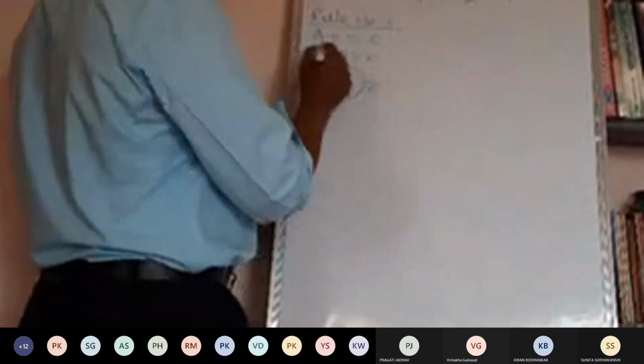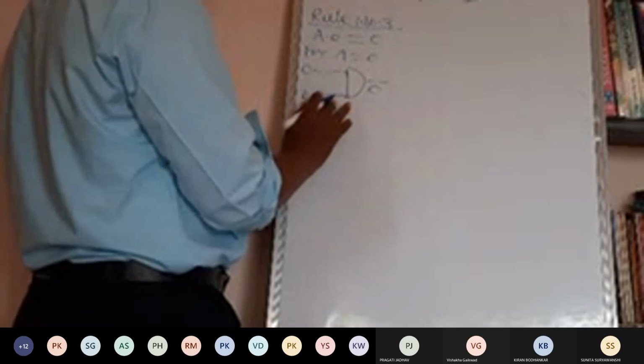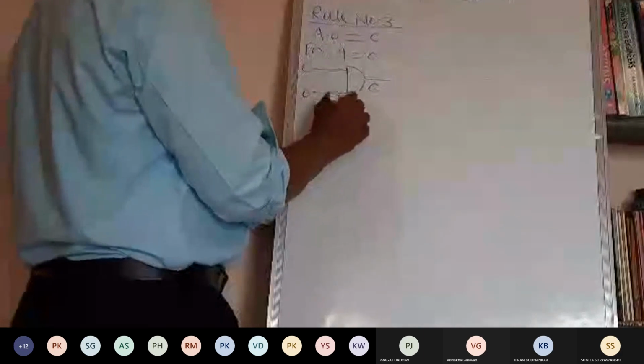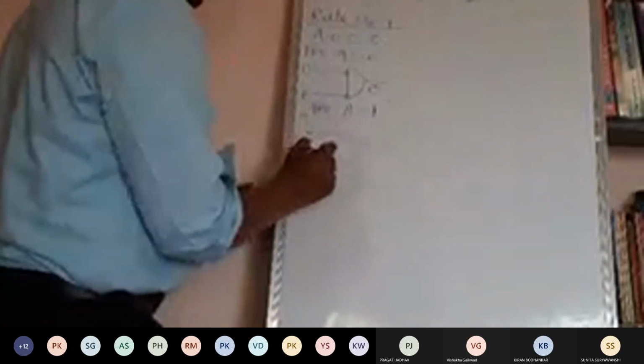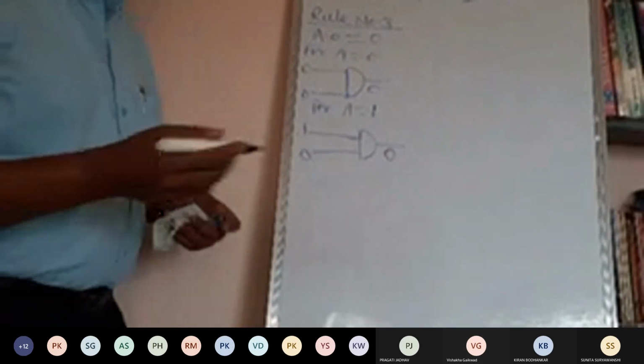Then next, for a is equal to 1, then 1 and 0, the output is again 0. Okay, this is rule number 3. Then rule number 4.